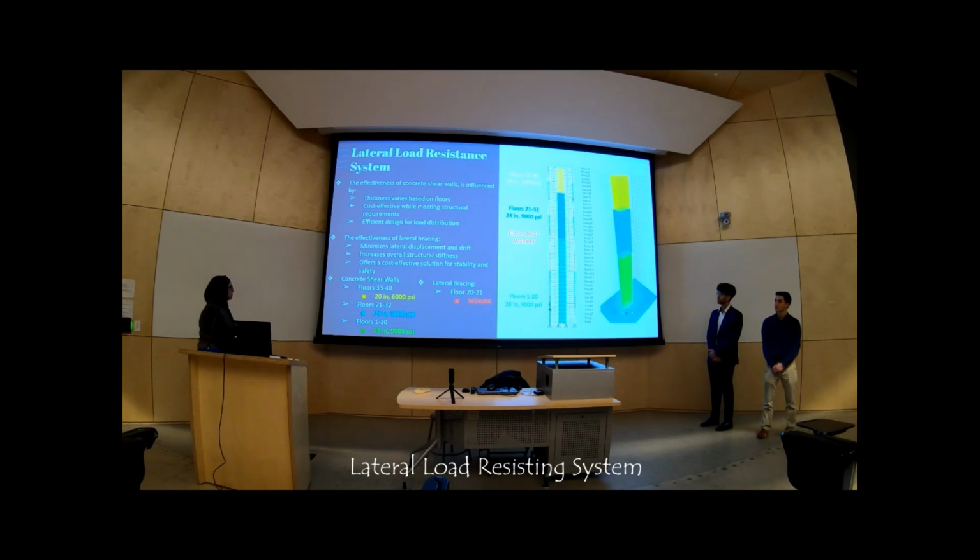So for our lateral system, we did use concrete shear walls as well as lateral bracing. The effectiveness of concrete shear walls is influenced by the thickness, which varies based on floors. This is cost effective while meeting structural requirements, and it's also an efficient design for load distribution. The effectiveness of lateral bracing minimizes lateral displacement and drift, and it increases overall structural stiffness, and it also offers a cost-effective solution for stability and safety.